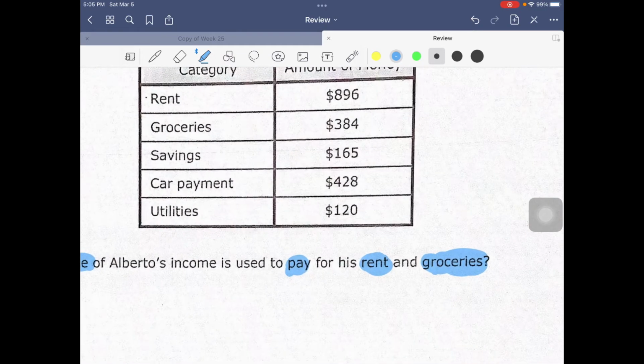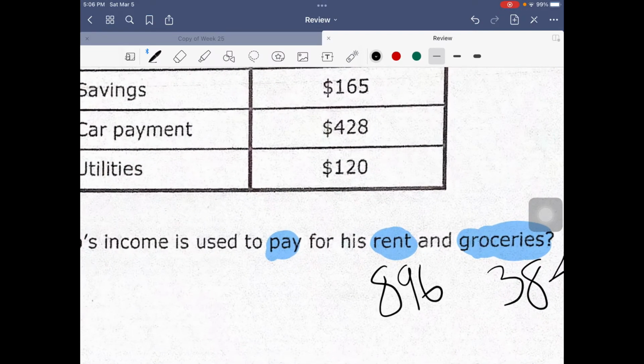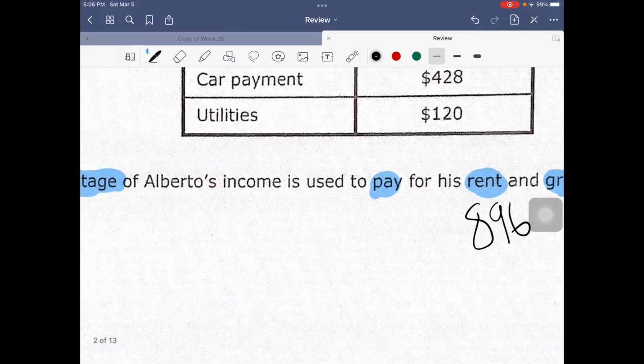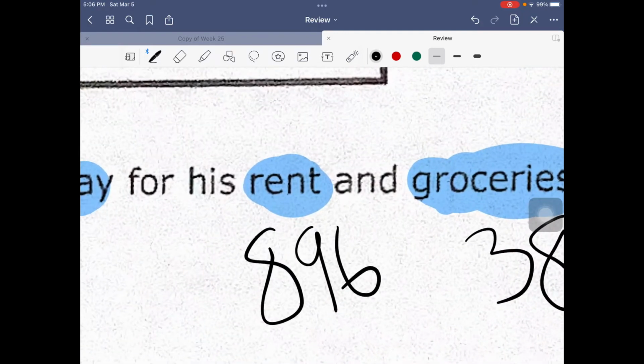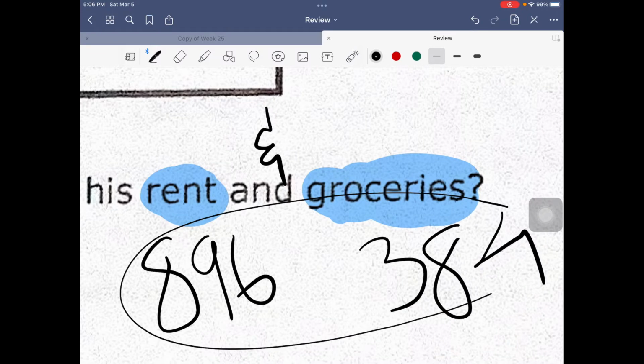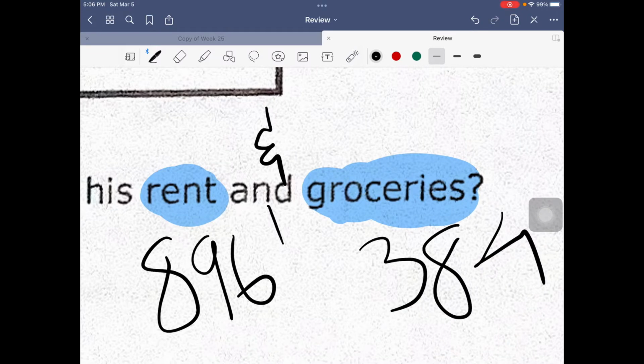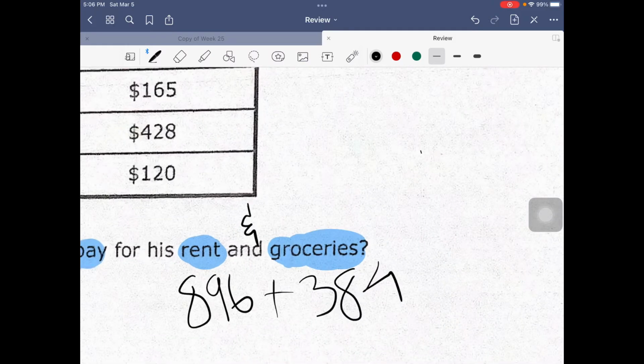How much does he pay for rent? $896. How much does he pay for groceries? $384. If they want to know what percentage of Alberto's income is used to pay for his rent and groceries, what do you think we're going to do with both of these numbers? Oh yeah, we're going to add. Go ahead and add them first.